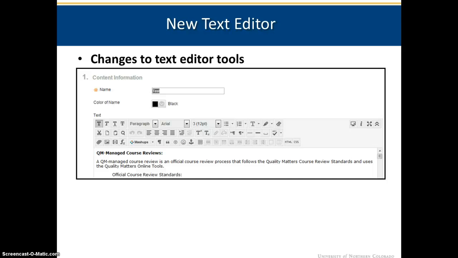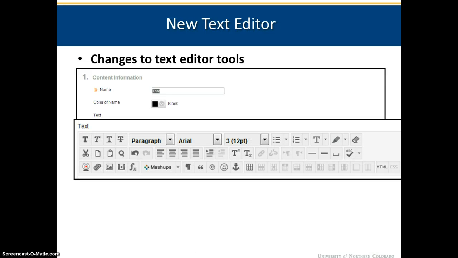This is what the text editor looks like, and I'm going to blow up the toolbar a little bit, and you'll see that it looks a bit different. Some of our regular tools are there, they just look different. So this is bold, italic, underline, cut, copy, paste. But I'm going to point out just a few new tools.